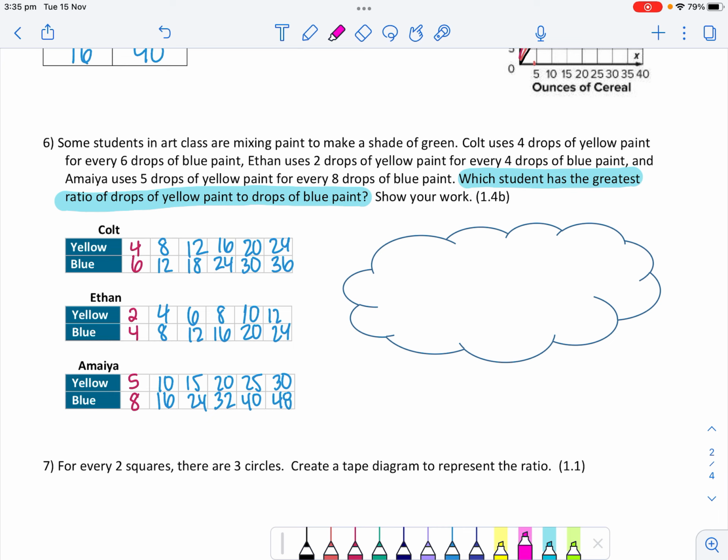If you did not fill in the entire table, not a big deal. Here I'm going to notice that the blue paint is all the same at 24 drops. So if all 3 mixtures have 24 drops of blue paint, which one is the most yellow? Colt is the most yellow because it has 16 drops of yellow paint as compared to 12 and 15 for Ethan and Amaya.